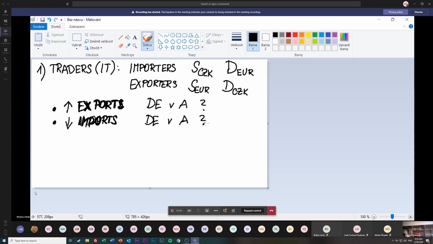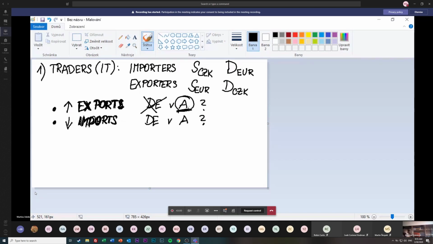So there is an increase in the demand for the Czech crown, and if there is an increase in demand for apples, the price of apples is going up. So the same with the Czech crown. If the demand for the domestic currency is increasing, the price of it is going up. So the Czech crown will appreciate. What about the second situation?